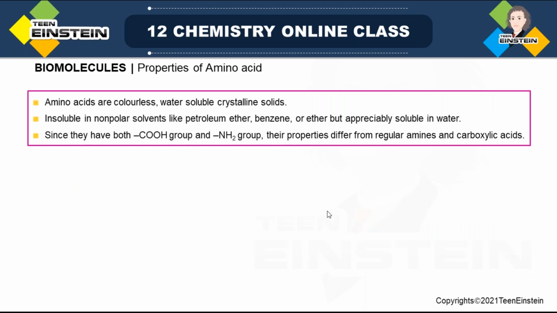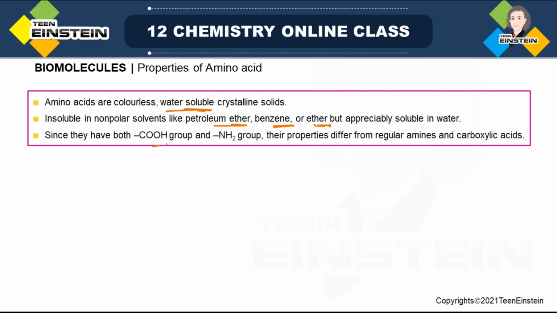Properties of amino acids. As we have seen, positive charge and negative charge are present simultaneously. So they behave like ionic compounds, and they are mostly crystalline solids and also water soluble. Normally when we consider any organic molecule, it is not water soluble, right? But because of the presence of this type of charge that we have seen in the zwitterion form, it behaves just like an inorganic salt. So this is very unique, though they are organic molecules, their behavior is different. Colorless, water soluble, crystalline solid, insoluble in non-polar solvents. See, if you use any organic solvent, it is not soluble.